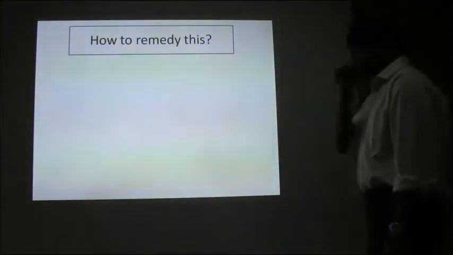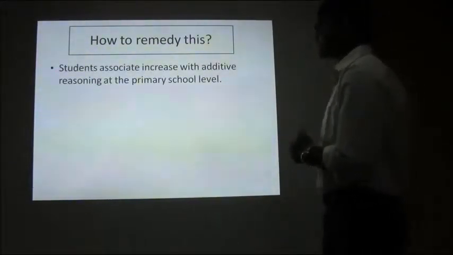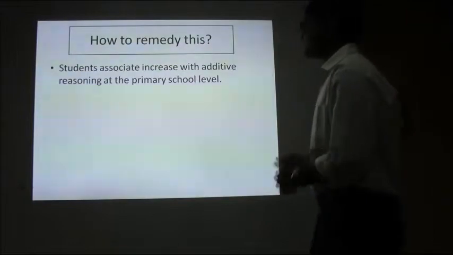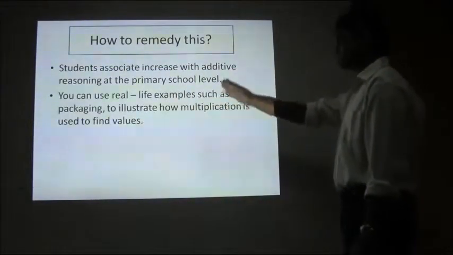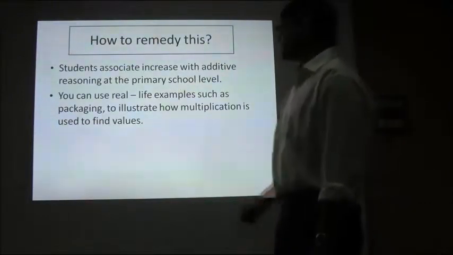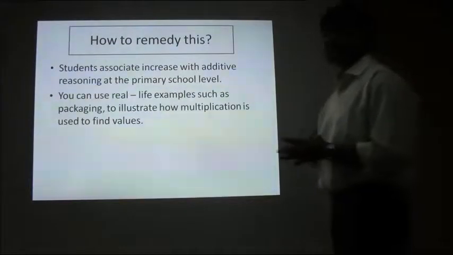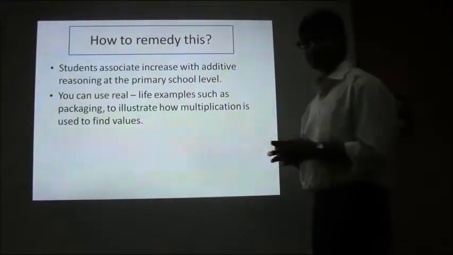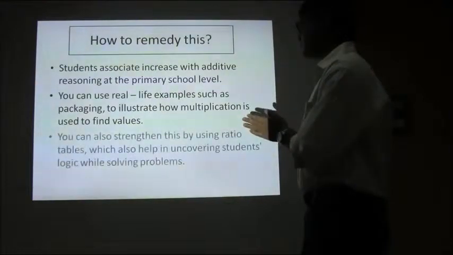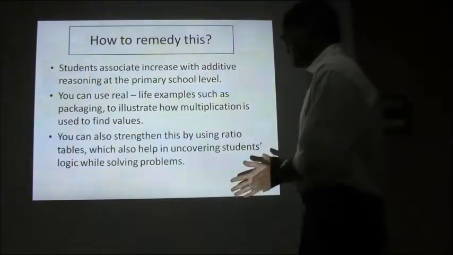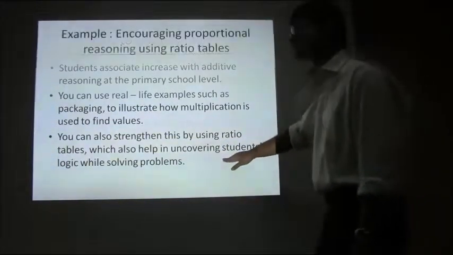Now how to remedy this? Since this is a very important topic in primary school as well as secondary school, we should inculcate the shift from additive to proportional to multiplicative reasoning. You can use real life examples like packaging, which is very efficient in inculcating this kind of reasoning in students. Or you could also, in tandem, use ratio tables. This helps in uncovering the student's logic while solving problems.